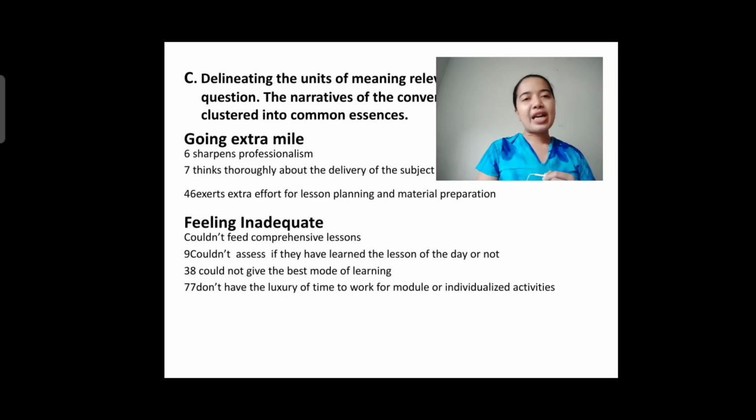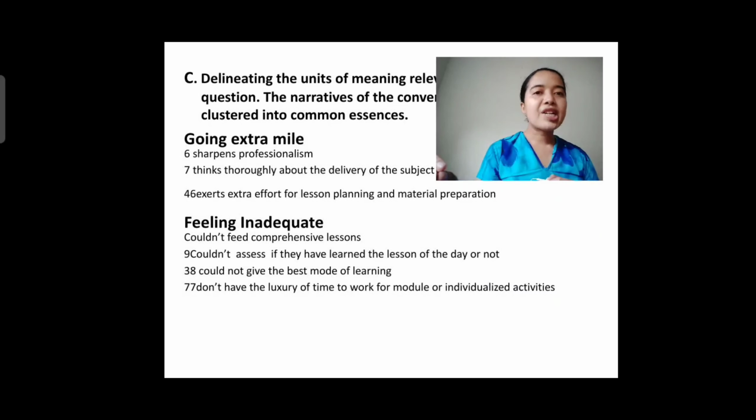Now let's go to the second sample of clustering responses coming from the different conversation partners. Here we have 4 responses coming from the teachers. One of the teachers said that he couldn't deliver comprehensive lessons to the students with hearing impairment. Another teacher said that he couldn't assess if they have learned the lesson of the day or not. A third response was given by another conversation partner who told the researcher that he or she could not give the best mode of learning. Fourth, one of the teachers said that he or she doesn't have the luxury of time to work on modules or individualized activities for the hearing impaired students.